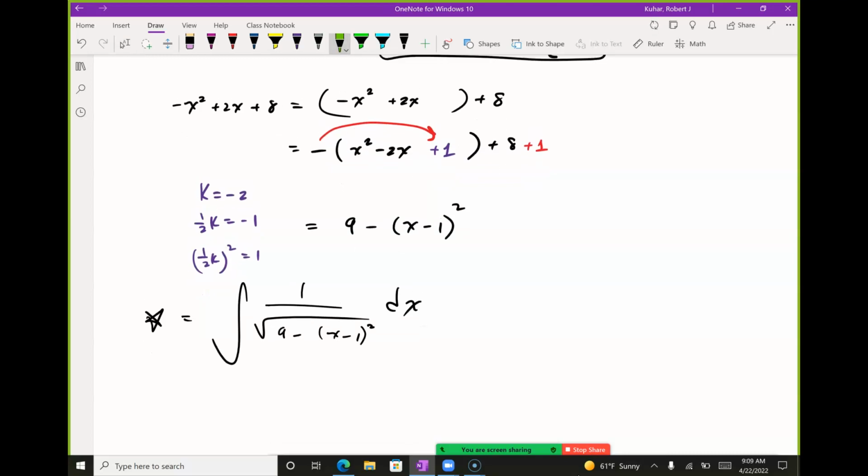Okay, so I'm going to divide everything by 3, right? You agree? Dividing everything by 3, because the 9 is inside of the square root. So inside the square root, I'm dividing by 9. Outside the square root, I'm dividing by 3, right? Square root of 9 is 3. So I have 1/3 times the integral of 1 over the square root of 1 minus x minus 1 over 3 quantity squared dx.